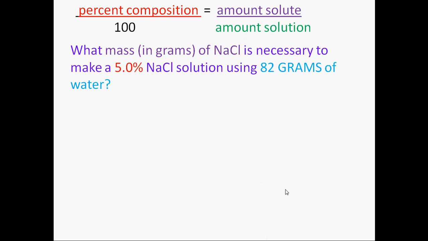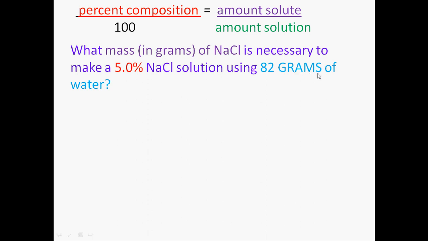All right, so here's what I know. I know my percent composition is 5. I'm trying to find the amount of solute, the amount of salt. Now you might think, I know the amount of solution, that's 82 grams, but what do you notice here? That's 82 grams of water. Water isn't our solution here, it's our solvent. Remember, the solution would be the salt water. So I have 82 grams of water, the solvent, but that doesn't represent the total mass of solution that I'm going to have. Remember, the solution is salt water.